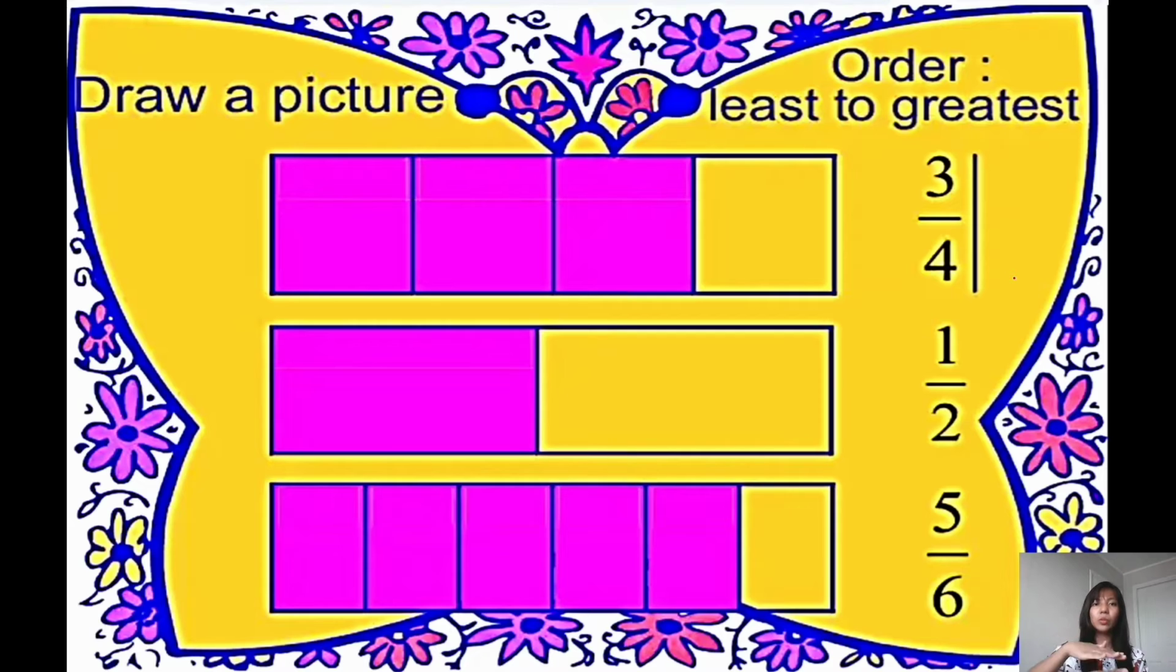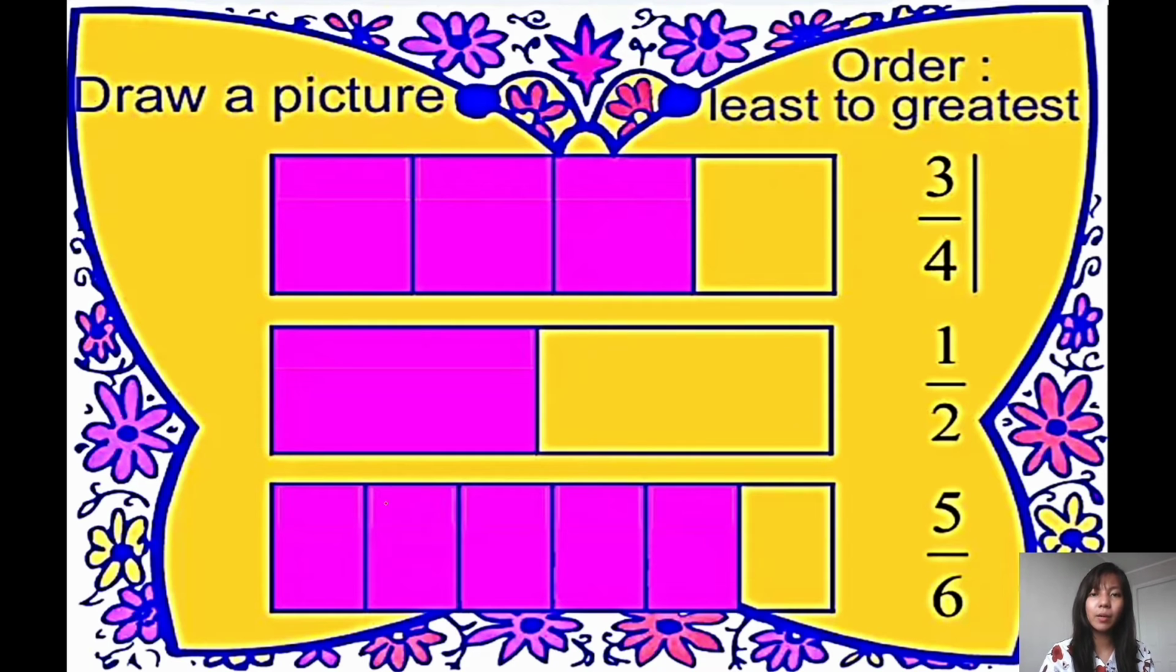By drawing a picture, this is the representation of 3/4. 1, 2, 3, 4, because the denominator is 4. And then the numerator is 3, so 3 shaded parts: 1, 2, 3. And then this is 1/2. 1, 2, and then one numerator, so one shaded part. And this is the 5/6.